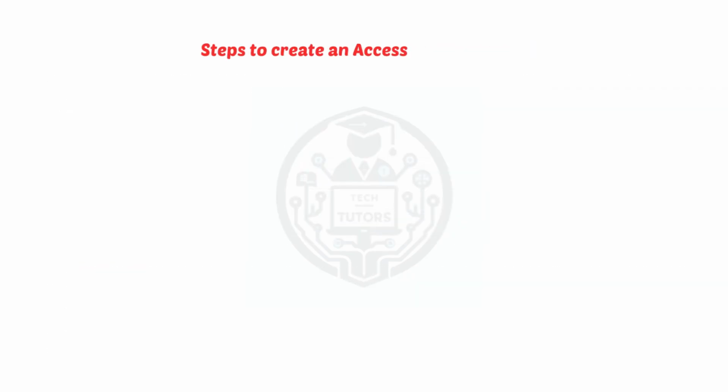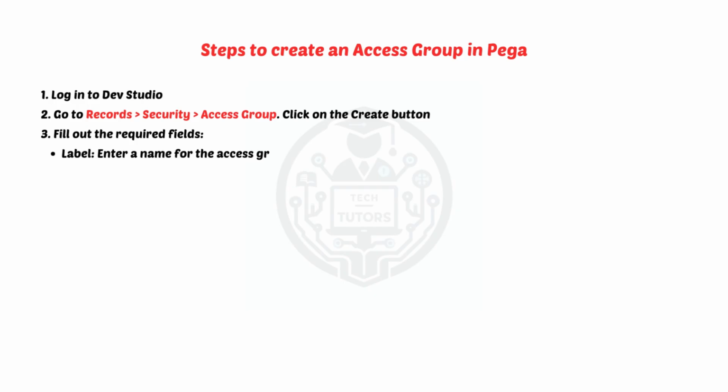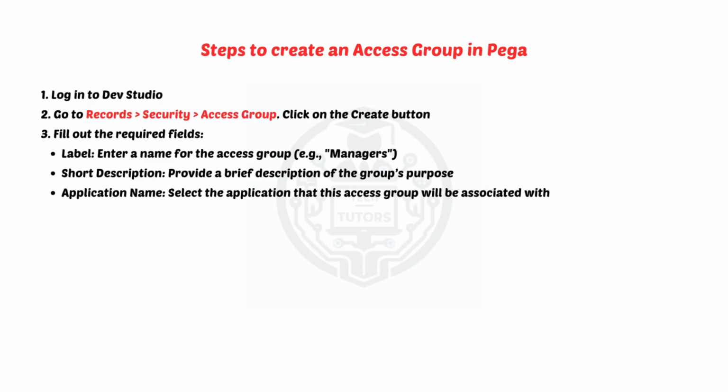Creating an access group in Pega is a straightforward process, and here's how you can do it. Start by logging into Dev Studio. From there, navigate to Records, Security, Access Group and click Create to begin. You'll need to fill in the required fields. First, enter a label, such as Managers, to name the access group. Provide a short description to briefly describe its purpose. Next, select the application name and the version of the application that the group will access.